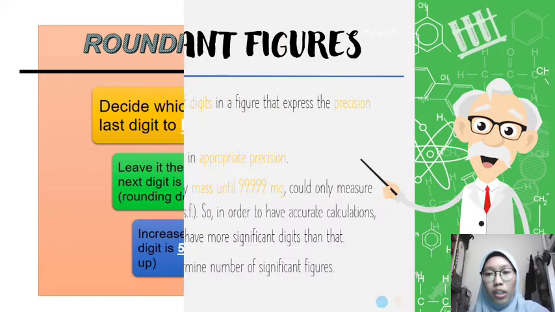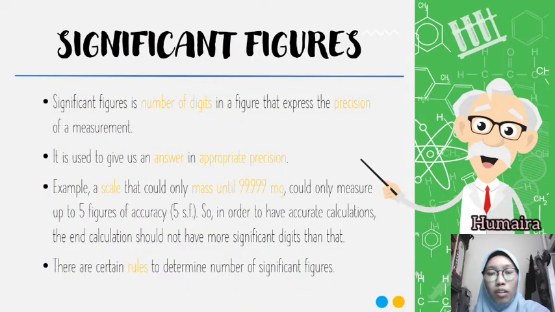Thank you. Let's proceed to significant figures. First of all, we'll look at the definition of significant figures, which is the number of digits in a figure that express the precision of a measurement. We use significant figures to give us an answer in perfect precision. For example, a scale that could only measure up to 99.999 milligram could only measure up to 5 figures of accuracy, which is 5 significant figures.